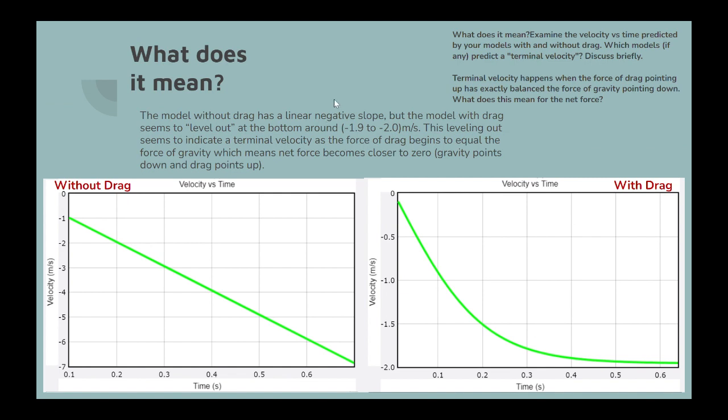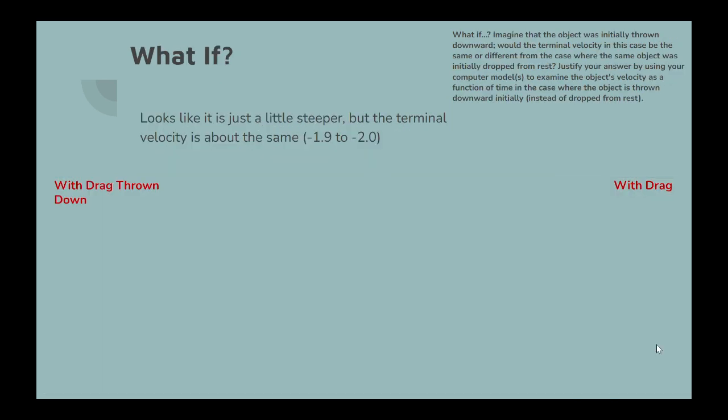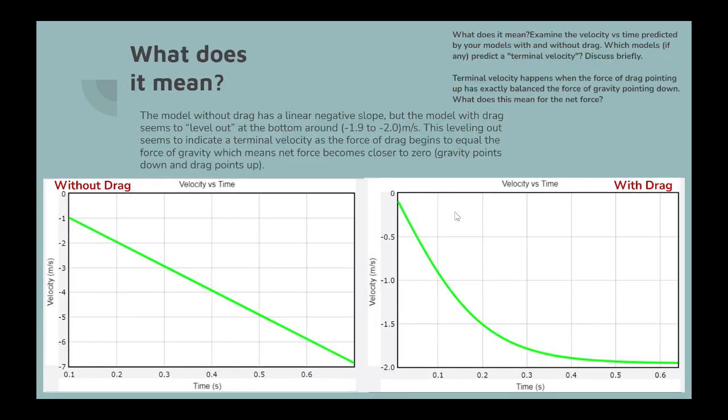So what does it mean? If we examine the velocity versus time prediction of our models with drag and without drag, can we find a terminal velocity? And so we can. The model without drag has a linear negative slope, but the model with drag seems to level out at the bottom around negative 0.9 to negative 2 meters per second. This leveling out seems to indicate terminal velocity, as the force of drag begins to equal the force of gravity. This means that net force becomes closer to 0, because gravity points down and drag force points up. So if velocity is leveling out, then net force is becoming closer to 0.